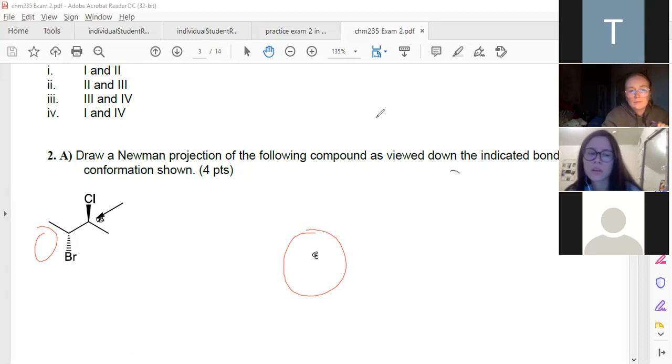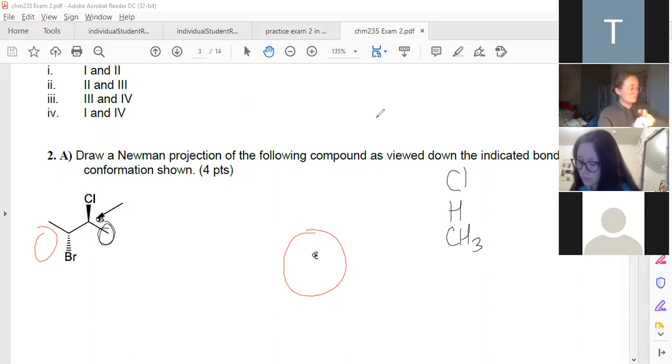Chlorine. What else? There's 2 other things there. A hydrogen. And a CH3. Don't forget that. Okay, so if I'm looking down that carbon, what I should draw first is in plane. The in plane is going to be your easiest one. So which one is that? The chlorine, the hydrogen, or the CH3? Which one is in plane?